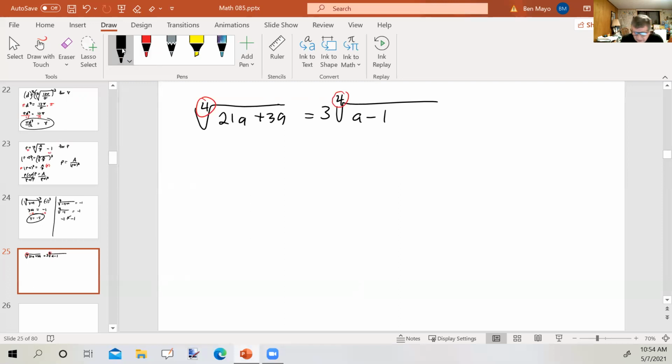Okay, since we're taking the 4th root, we've got 2 radical expressions. They're isolated.